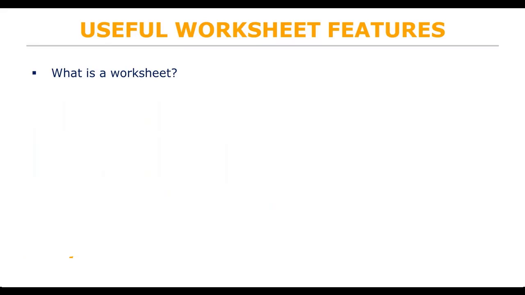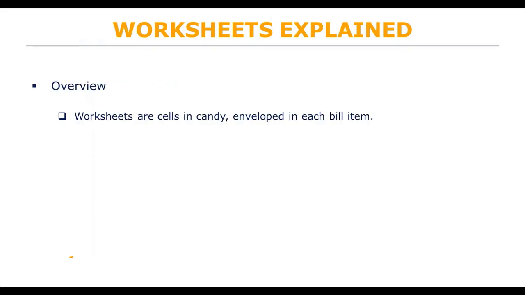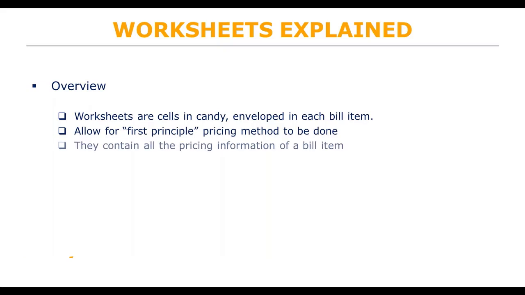So firstly, let us explain what a worksheet entails. Worksheets can be likened to cells in Candy that are neatly enveloped behind each bill item. These cells can allow a user to price a job using the first principle pricing method, where all the pricing information like resources, rates, and various calculations can be recorded in order to arrive at a net rate of each bill item in the BOQ.